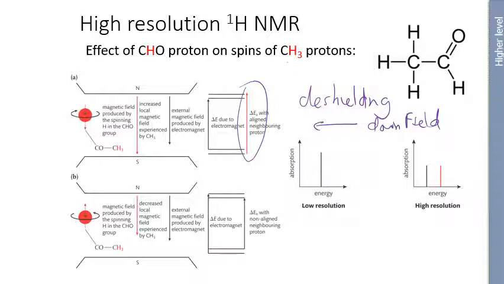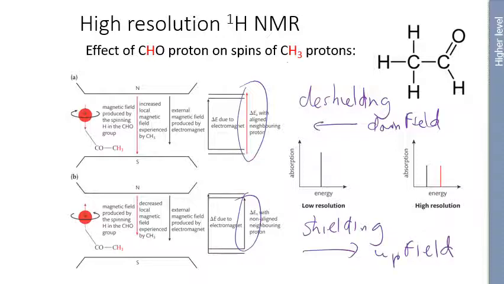The other possibility is the magnetic field of the proton on the aldehyde group is now anticlockwise. This decreases the local magnetic field experienced by the protons on the adjacent methyl group. So delta E, the difference in energy of the non-aligned neighboring proton, is now reduced. Okay, this is known as shielding, and this pushes the signal in parts per million, the chemical shift, upfield.